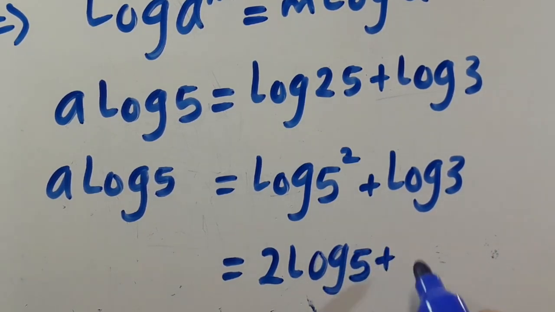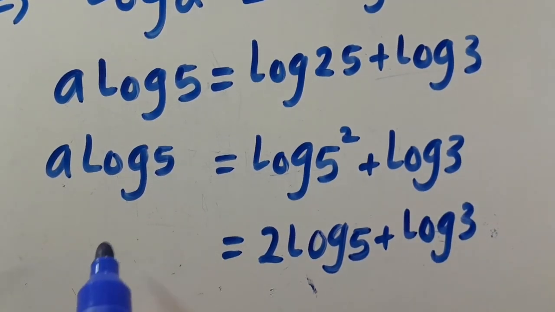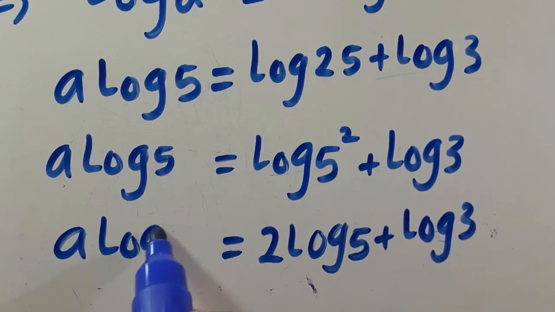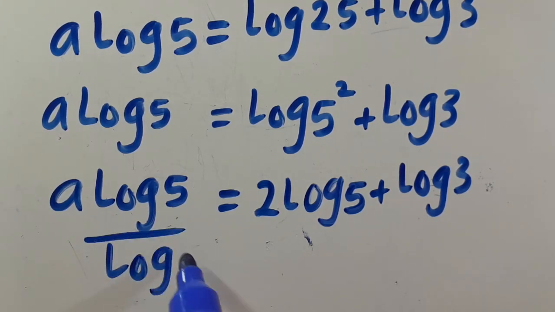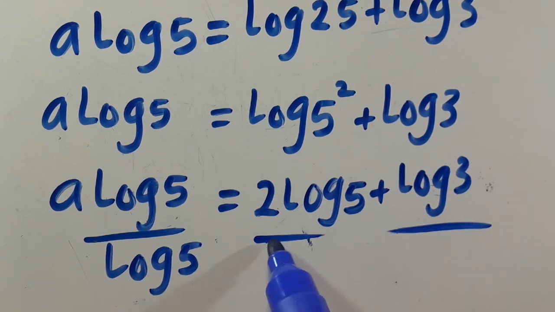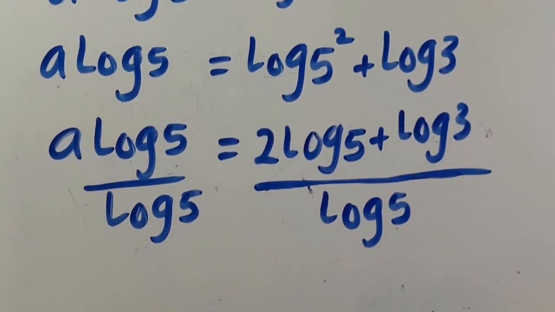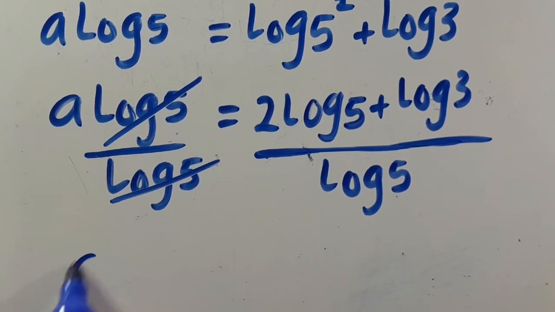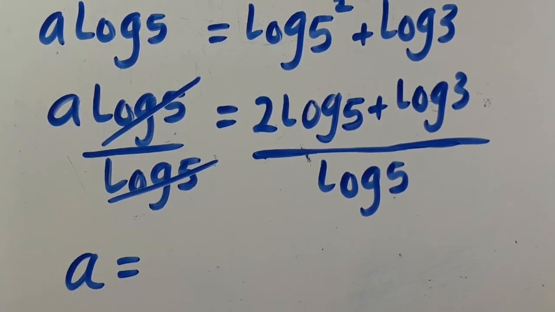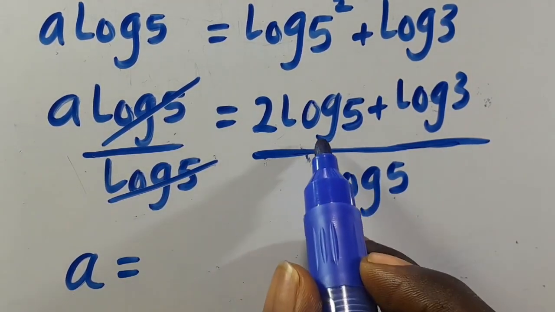log 5 plus log 3 equals a log 5. Then let's divide through by log 5. So this and this will cancel. Then we have our a to be equals. Let's distribute this log 5 for this and this.